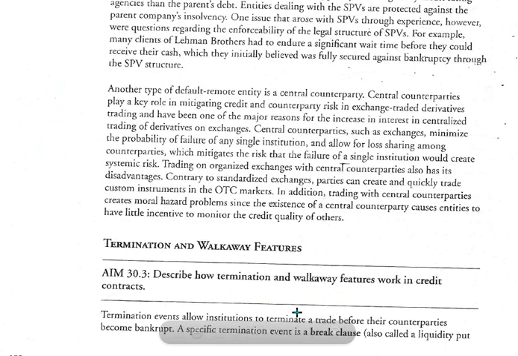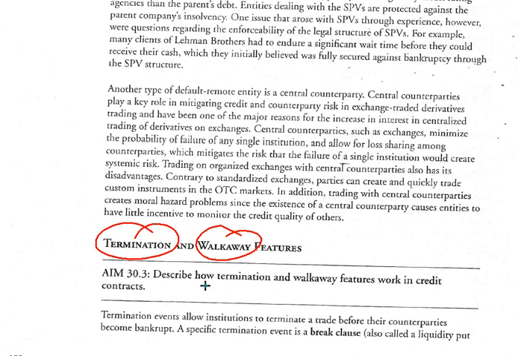Now, what are the termination and walkaway features? We talked about termination and walkaway in the previous section, and we'll see it in detail. They ask us to describe how termination and walkaway features work in credit contracts. Termination events allow institutions to terminate a trade before their counterparties become bankrupt. So before the counterparty becomes bankrupt, you can terminate the contract. So there is a break clause, a specific termination event, also called a liquidity put.